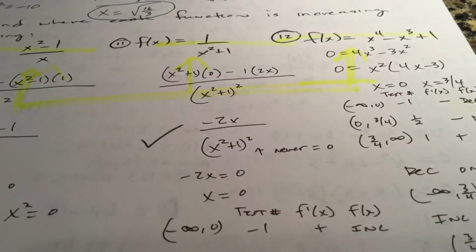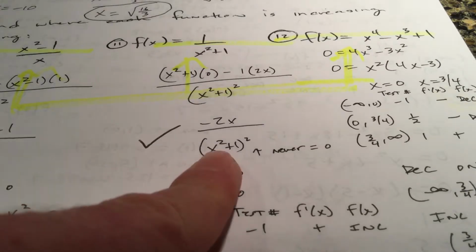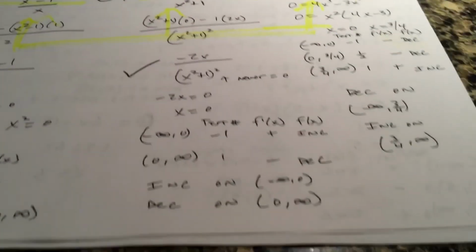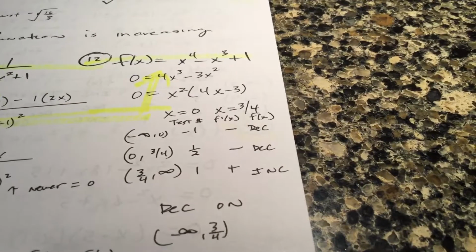Okay, this next one, again, you use the quotient rule on both of them. All right, quotient rule, this will never be 0. So your only critical value is x equals 0. All right, two intervals, goes from increasing to decreasing. There it is. Here, just take the derivative, set equals 0.